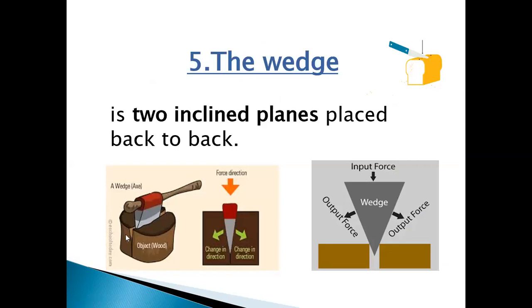Like what? Like this axe. Can you see? This is an inclined plane, and the other side is an inclined plane, and they are back to back. This is the wedge. All of what I want you to know: 2 inclined planes back to back. This is the side, and this is the other side. Both of them are 2 inclined planes, and they are back to back.